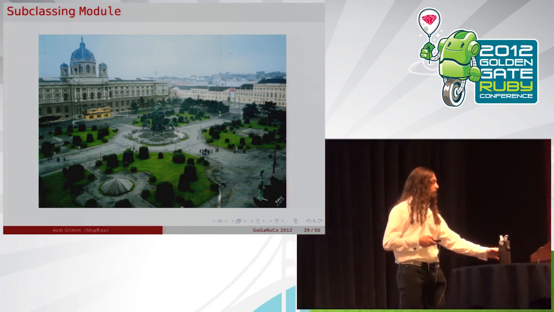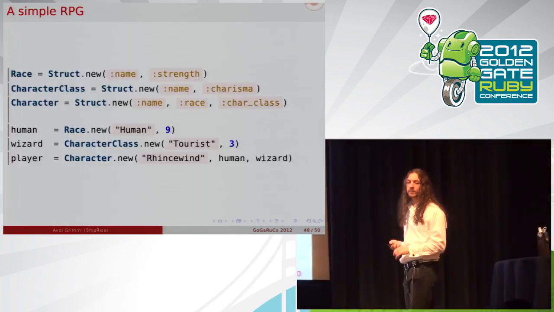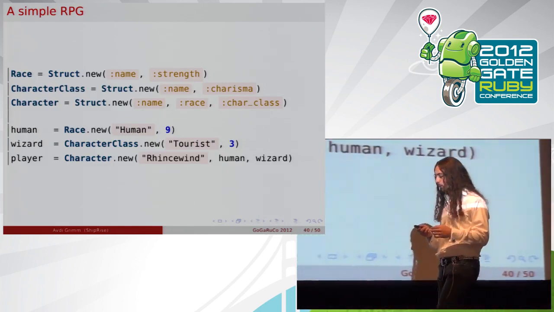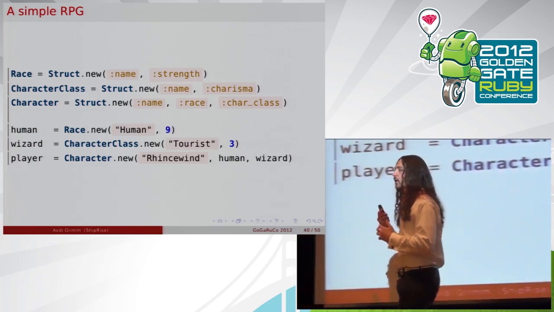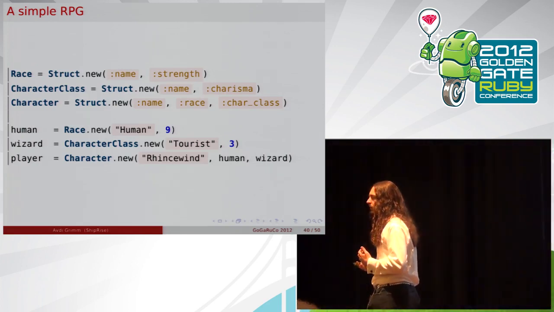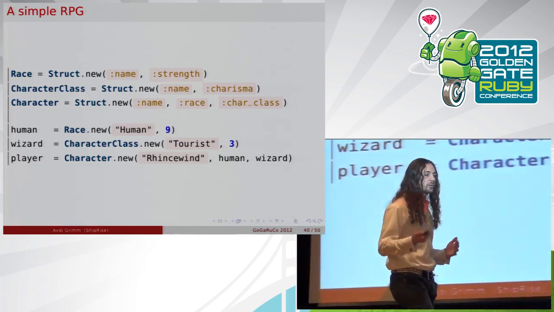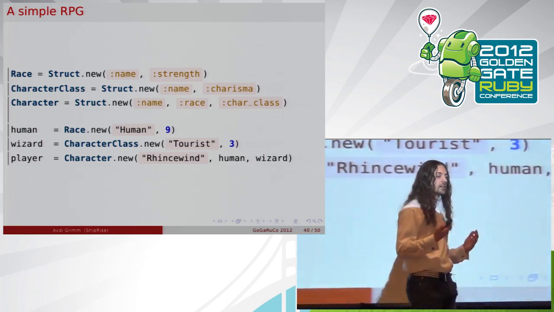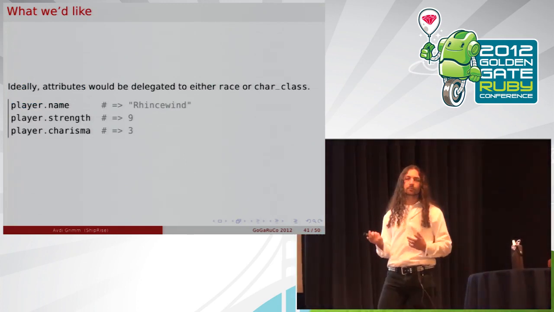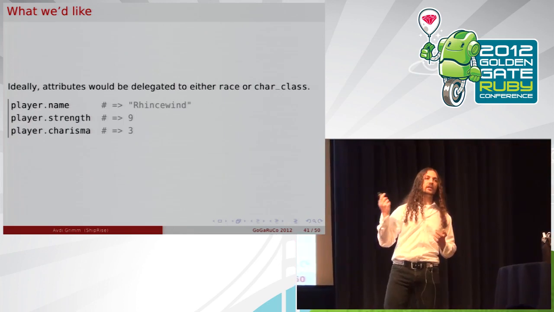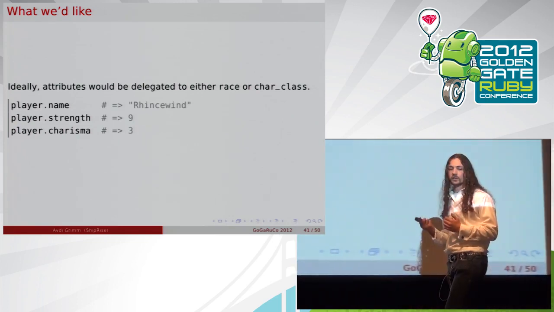All right. Now let's talk about subclassing modules. Let's take the example of a really basic role-playing game. We've got characters, and they've got a character class, and they've got a character race. And so here we're setting up a particular character who is a human wizard. So we've got a human race and a wizard class. And here's what we'd like to happen. We'd like the character to have some attributes of its own, like a name. We'd like it to then delegate attributes that it doesn't have defined on itself to either its class or its race.